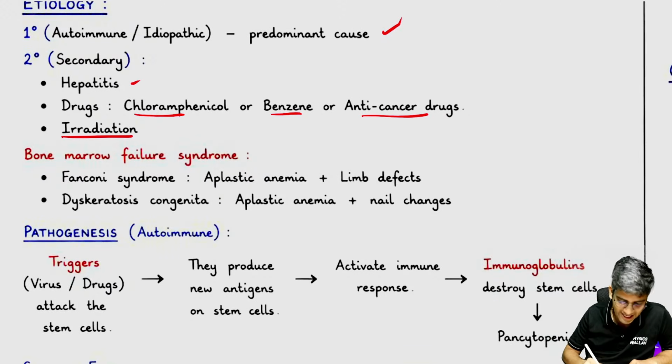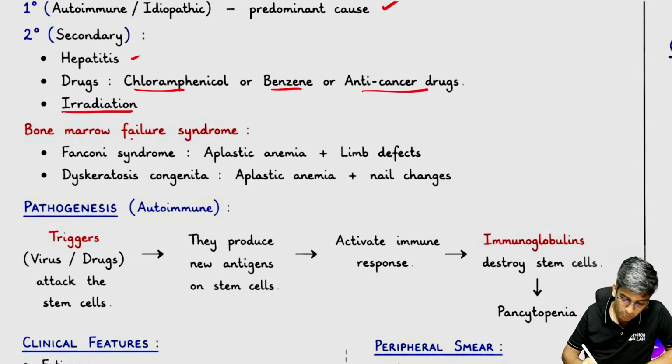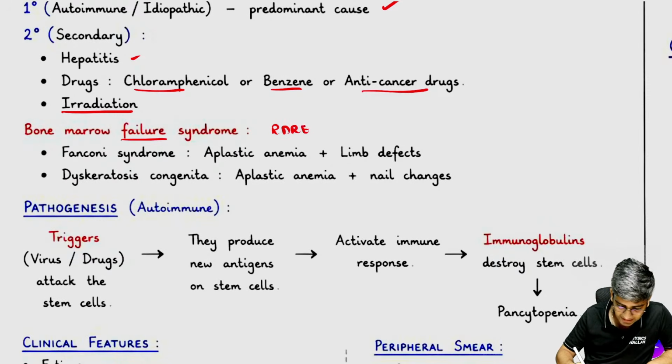Okay. Radiation. Radiation can directly damage the stem cells. Stem cells are gone. Bone marrow is definitely gone. Bone marrow failure symptoms are also there. These are rare inherited causes of aplastic anemia. But I just want you to remember these two syndromes.